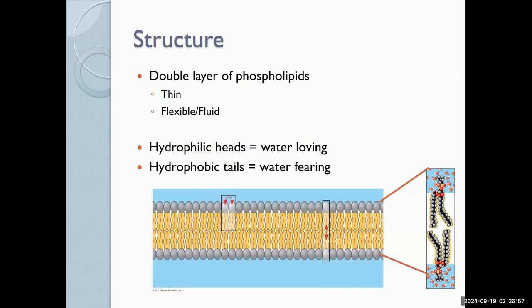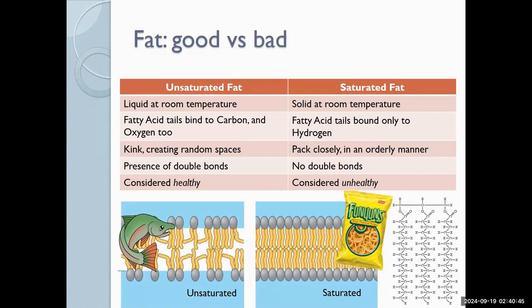The diagram also shows that these phospholipids are in constant motion. They can wiggle and move. They can also flip from inside to outside faces. So we describe it as a fluid model, constantly in motion. Recall the importance of fats, the biological macromolecule, and how we describe them as either being saturated or unsaturated.